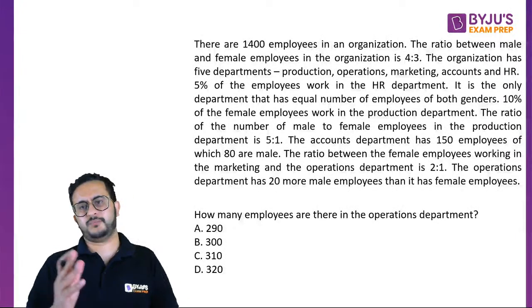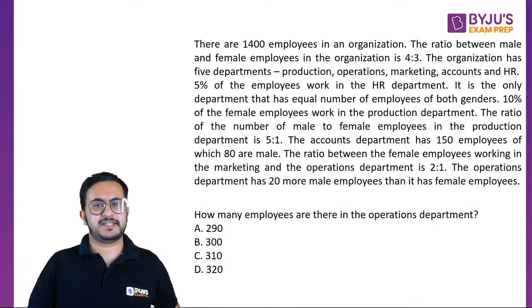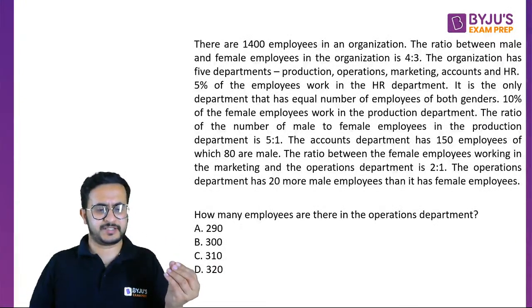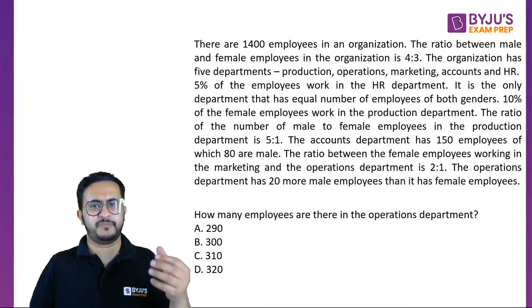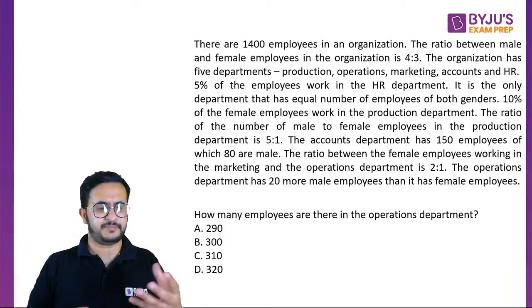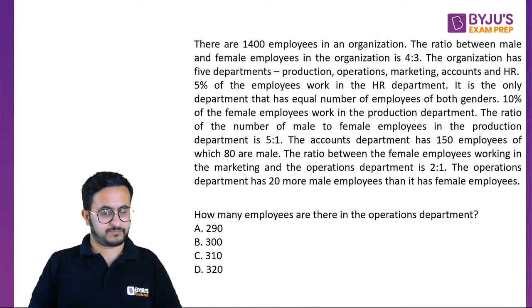Okay, so let's do one set. This is a moderately difficult set for the examination. It says that there are 1400 employees in an organization, and the ratio between male and female employees is given to you, and there are 5 departments also, and some more information is given in the form of a caselet. That is what a caselet is. They give you some text, and from that text you have to generate data and then answer the questions. So read it, solve it, and then we shall discuss it. Take some 5 minutes, read this information, create a table, and then try answering the questions.